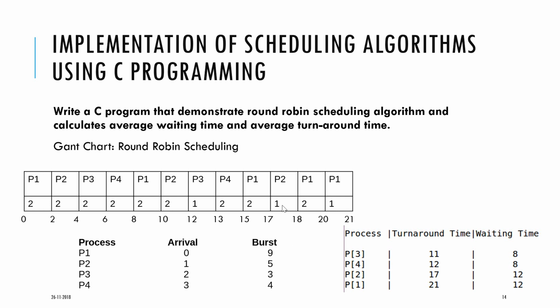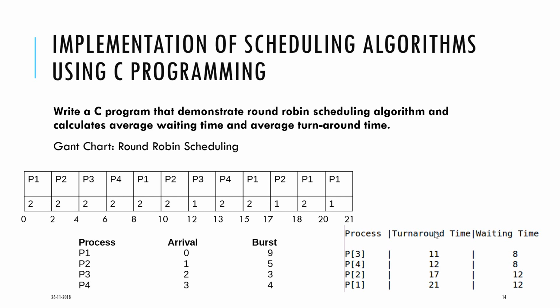So the remaining process is P1, which has already taken 6 time quantums. It will take 2 more time quantums to make it 8 and 1 extra to make it 9. So that's how the Gantt chart is organized. Hope you have understood the organization of the processes over the Gantt chart.